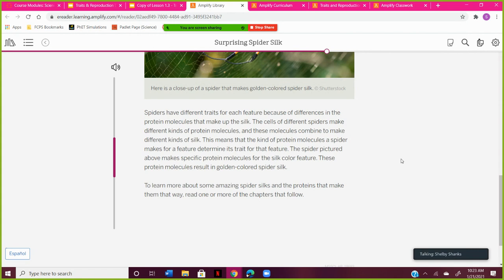All right, spiders have different traits for each feature because of differences in protein molecules that make up the silk. The cells of different spiders make different kinds of protein molecules, and these molecules combine to make different kinds of silk. This means that the kind of protein molecules a spider makes for a feature determine its trait for that feature. The spider pictured above makes specific protein molecules for the silk color feature, and these protein molecules result in gold-colored spider silk. It says to learn more about some amazing spider silks and the proteins that make them, read one or more of the chapters that follow.